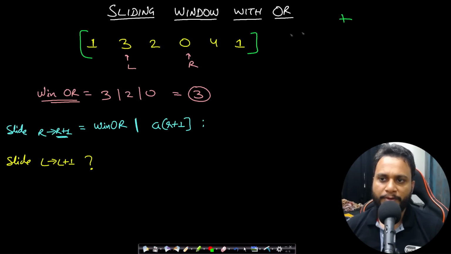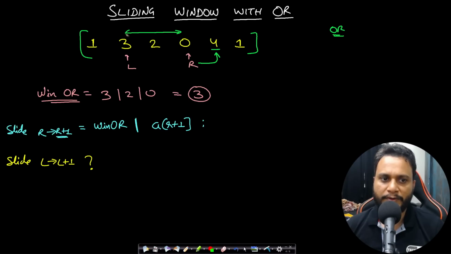But in this case, the operator is different. It is not plus. If it was plus, then while moving to the right, I would add, and while moving the left pointer to the right, I would subtract. But with OR, you can easily slide the right pointer to the right by doing OR with the current OR value. What was the OR value for this window? It was 3 OR 2 OR 0, so that will be 3. So the current OR value here was 3. And if you want to include this 4, you take this 3 and OR it with 4 and you will get a 7.